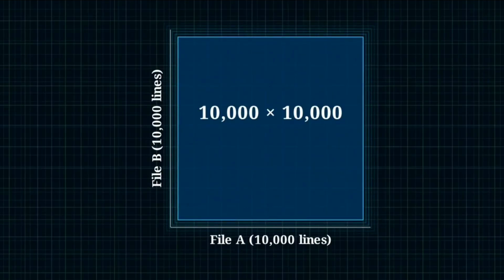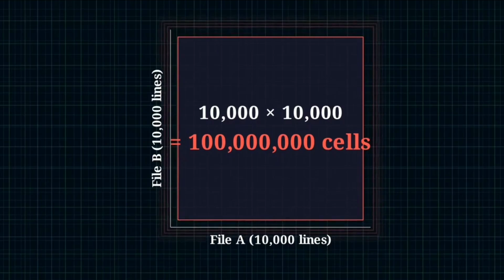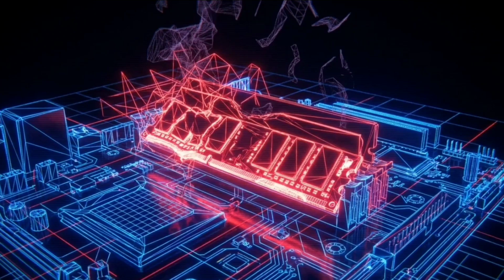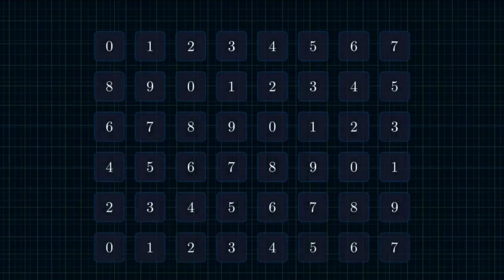This becomes a problem of scale. Comparing two files with 10,000 lines of code each creates a matrix with 100 million cells. Storing that entire matrix takes up a massive amount of memory. In computer science terms, this is O(m times n) space complexity, which can easily crash system RAM when parsing large repositories. The algorithm reveals a shortcut.